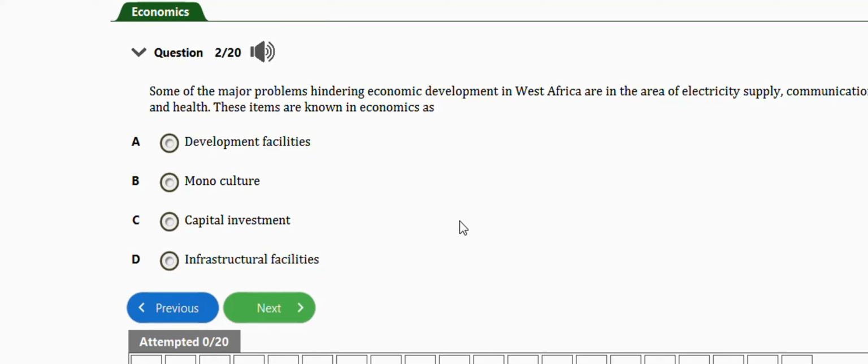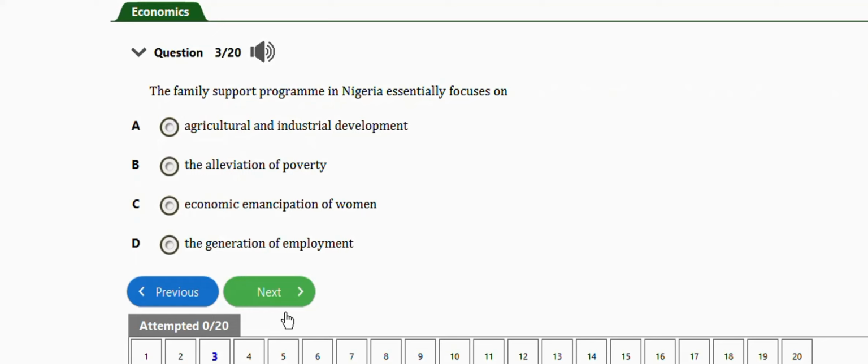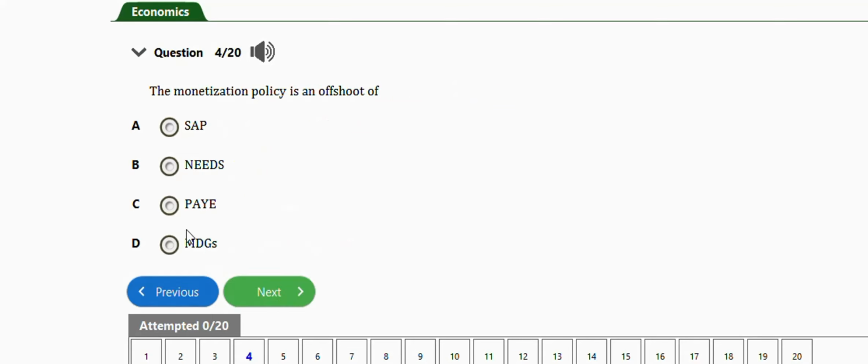Okay, so the next question is this one. It says the family support program in Nigeria essentially focuses on we have agricultural and industrial development, the alleviation of poverty, economic emancipation of women, the generation of employment. The right answer is option B, which is the alleviation of poverty. Okay, the next question is this one. It says the monetization policy is an offshoot of perhaps SAP, needs, pay, MDGs. The right answer is option B, which is needs.